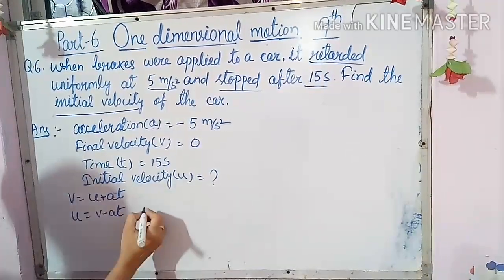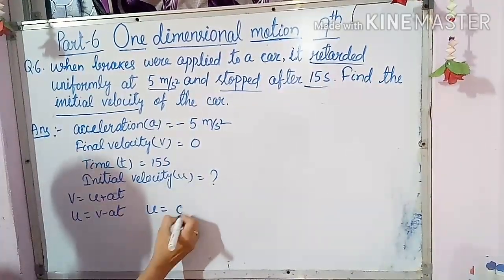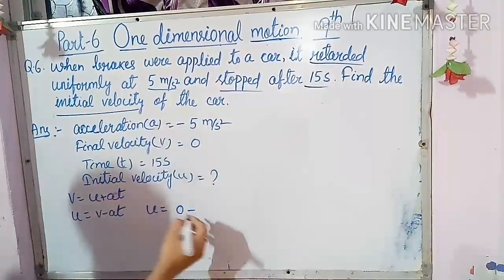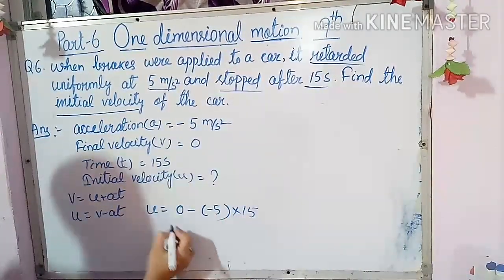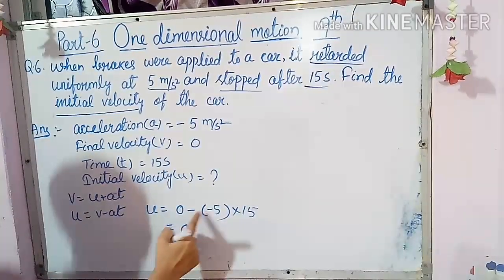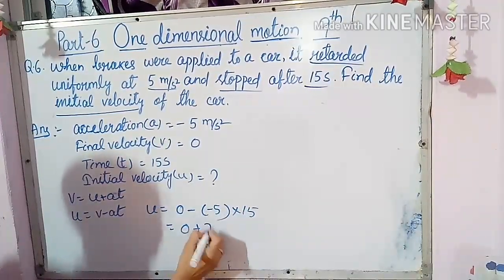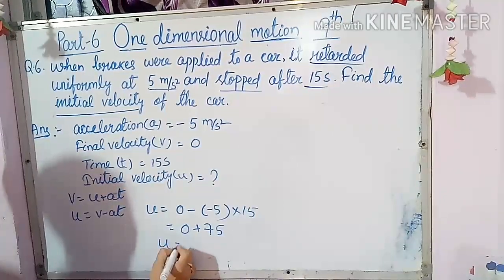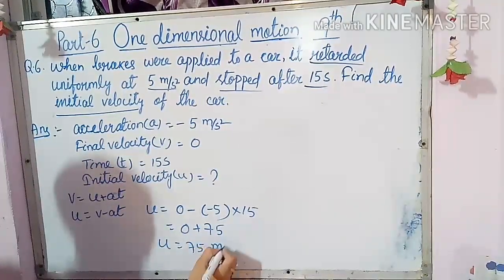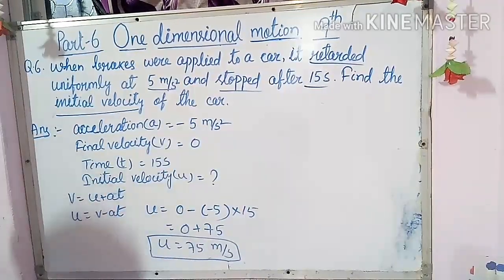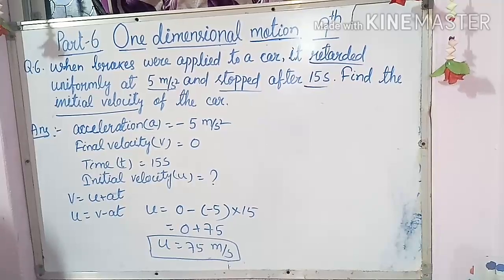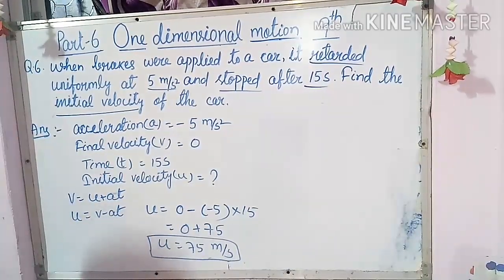Now put the values. u equal to v, which is 0, minus a, which is minus 5, times t, which is 15. So here you are getting 0 plus 15 into 5, that is 75. So u equal to 75, and its unit is meter per second. Very easy question. Directly you will get the answer: u equal to 75 meter per second. Now children, you understood? You can write in your notebook. Now go to the next question.